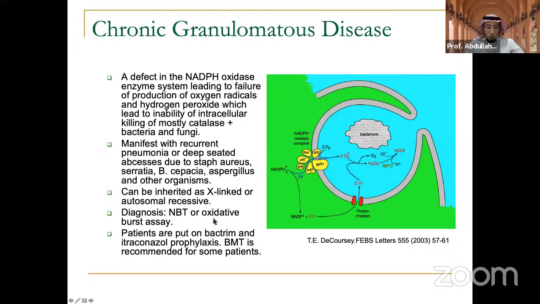It is diagnosed by the classic method of oxidative burst testing, for example by flow cytometry. And most patients nowadays would require bone marrow transplantation, and they need to be put on Bactrim and itraconazole prophylaxis in the interim.